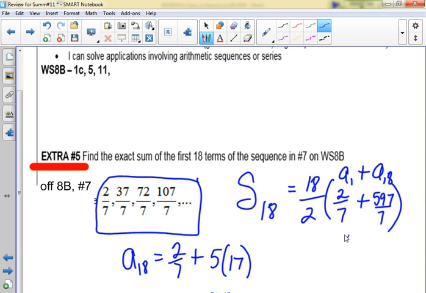Okay, plus 2 sevenths. And then times 9, right? 18 over 2. I got 770.1428571. Mine anyway, 5391 over 7. Which this is not an exact answer, by the way. It is rounded.